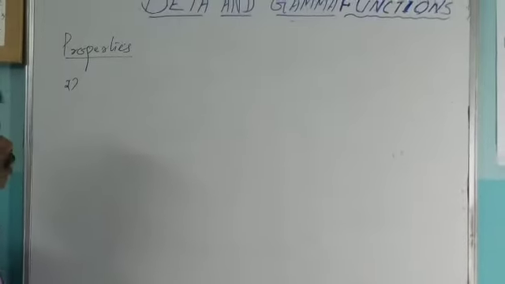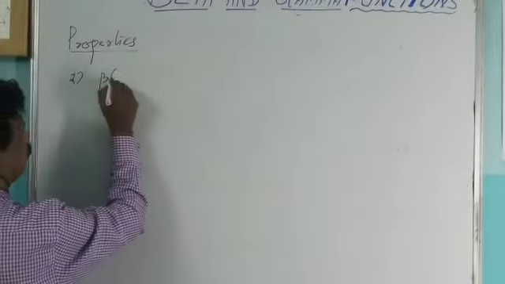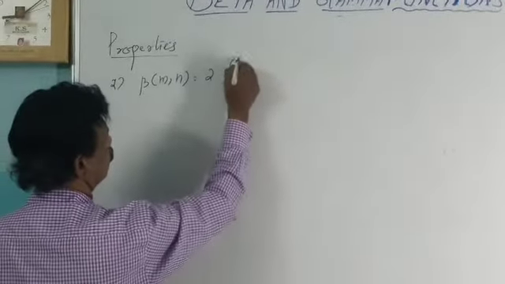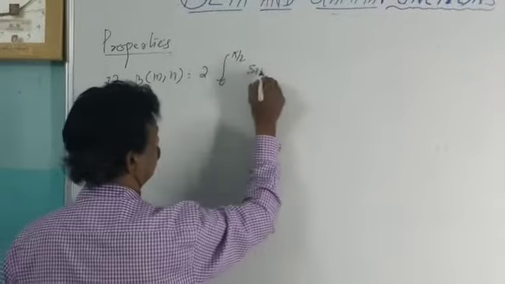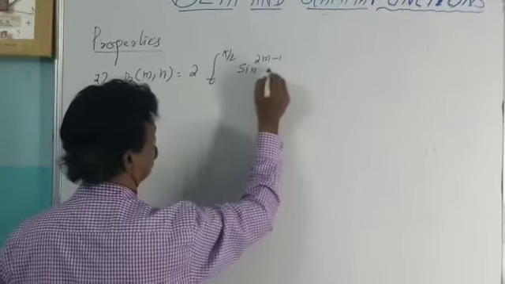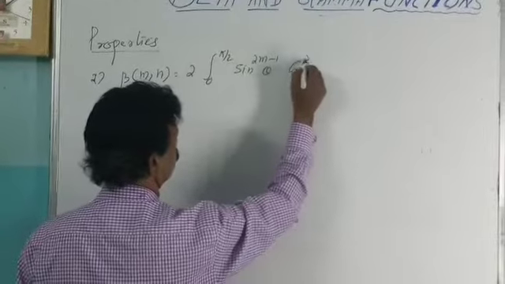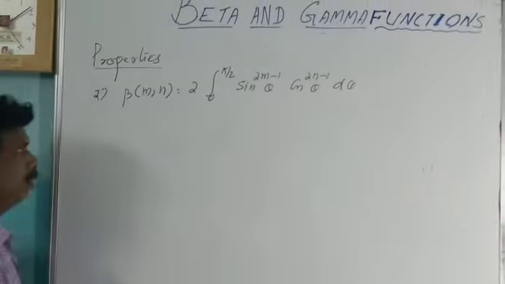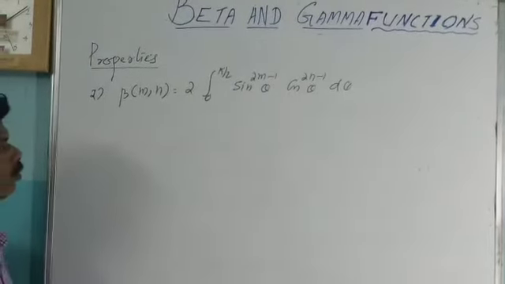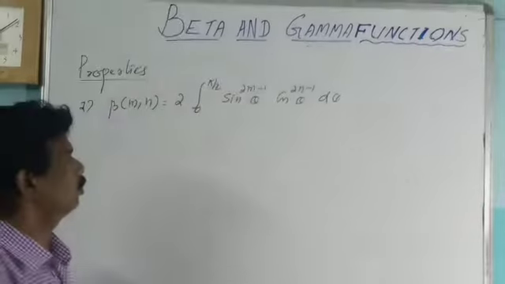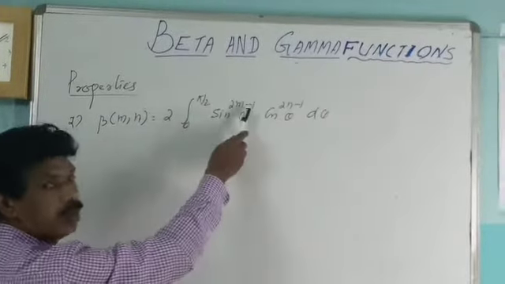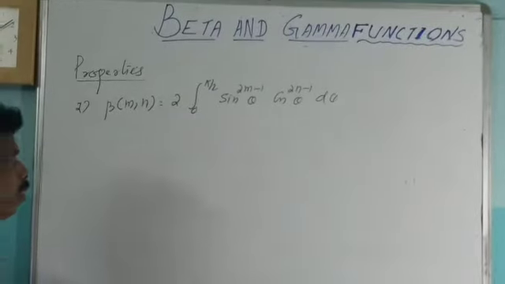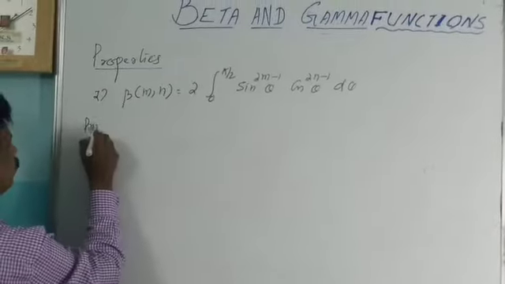Second property: beta m n equal to 2 times integral 0 to pi by 2 of sine raised to 2m minus 1 theta, into cos raised to 2n minus 1 theta, d theta. We can prove this.